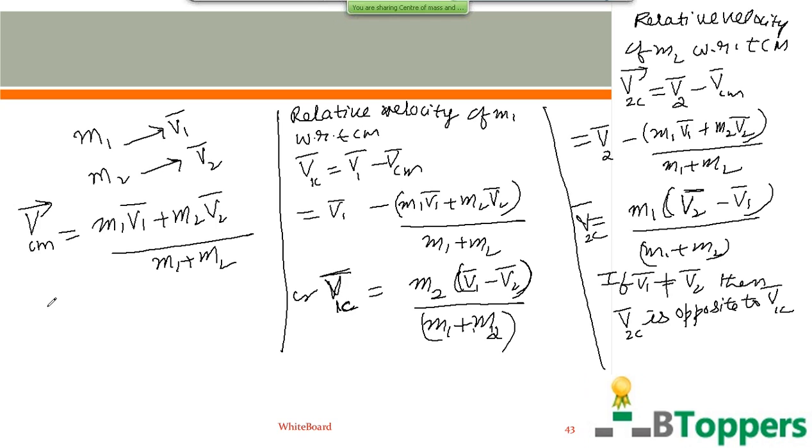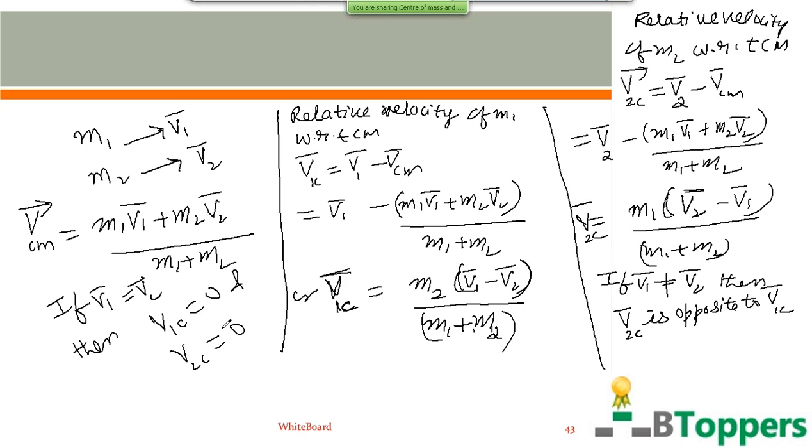Suppose the two particles are moving with equal velocities with respect to a stationary observer on the earth, I mean the actual velocities of the two particles are equal. Then if v1 bar equals v2 bar, v1c will be 0 and v2c will also be 0. Then the velocity of m1 with respect to center of mass is 0 and the velocity of m2 with respect to center of mass will also be 0. That means with respect to center of mass, both particles appear to be at rest or stationary if they are moving with equal velocities with respect to a stationary observer on the earth.